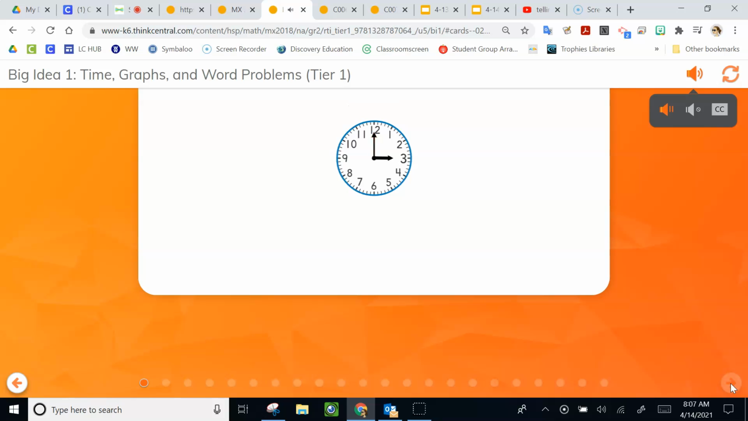The hour hand is pointing to 3. And the minute hand is pointing straight up at 12. This shows that it is 3 o'clock. At the beginning of each hour, the minute hand points to 12. Watch how the hands move as 1 hour passes.